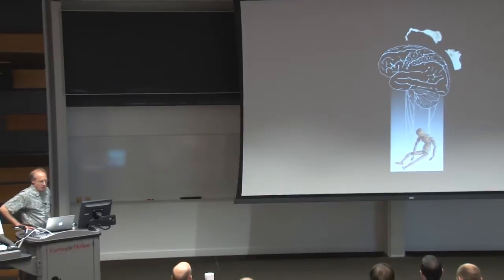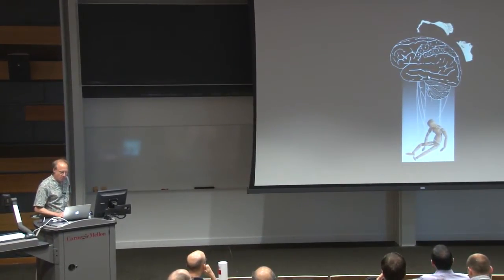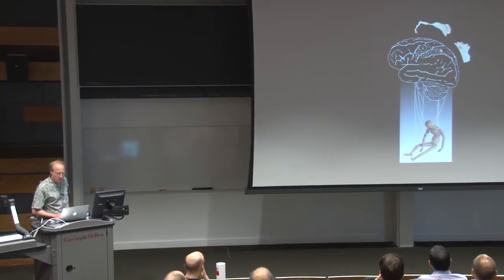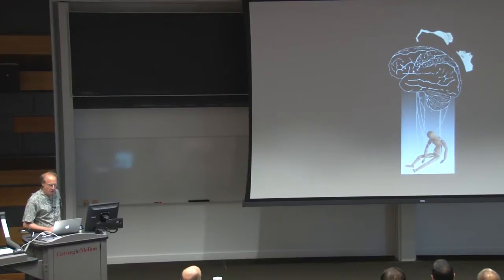If you look at the body of work that underlies this, and you look in a textbook, you'll see that there's a part of the brain called the motor cortex, and that's the part that I'm going to be talking about today. It's right here. There are a couple of landmarks. The central sulcus is a wrinkle right in the middle of the brain, and right in front of that is a strip of cortex called the motor cortex.